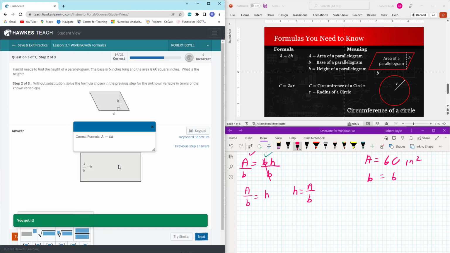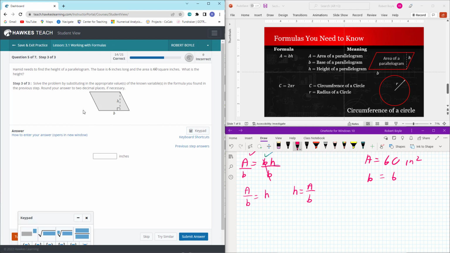Yeah, actually, you can do it backwards as well. Okay, cool. Didn't know that. Okay, so that is correct. And let's go ahead and hit next. And now this is where we need to put the numbers in. Solve the problem by substituting the appropriate values, basically 60 for A, 6 for B, and then figure out what our unknown value is, which of course is H. So we can do that.